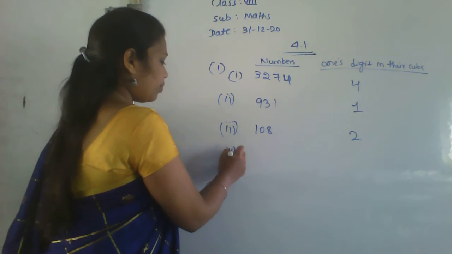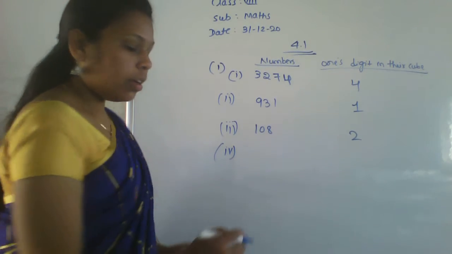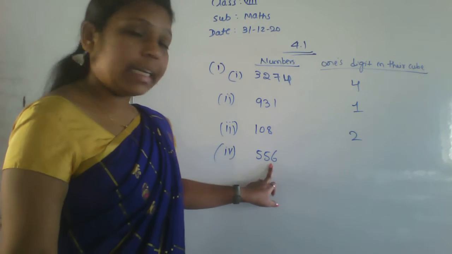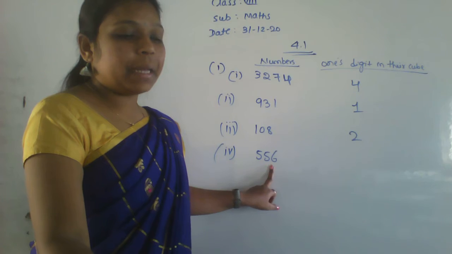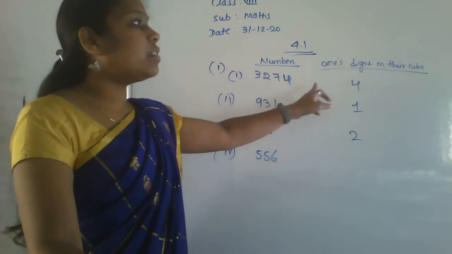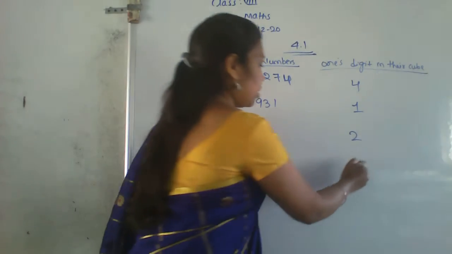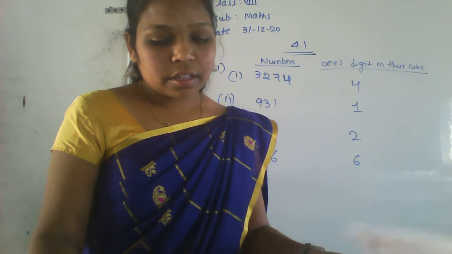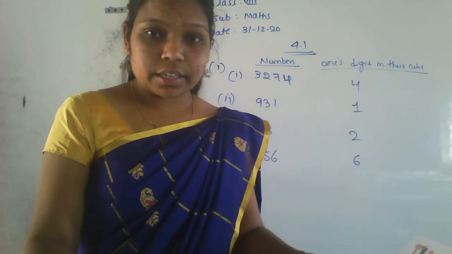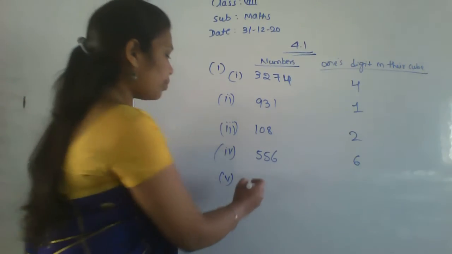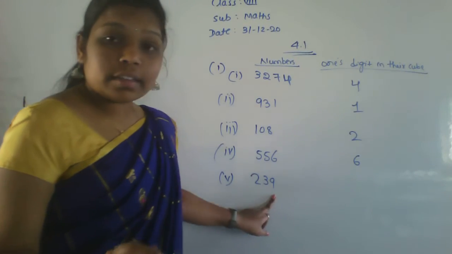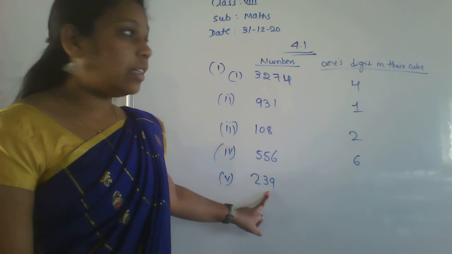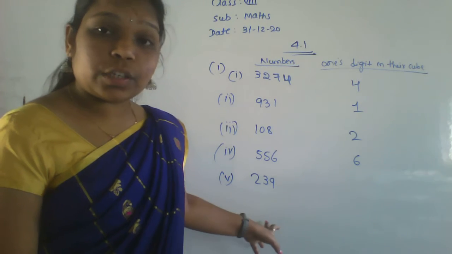Okay, next, fourth one. What is the fourth number? 556. The number is ending with the 6 here. Observe the property. If a number is ending with the 6, what is the ones digit in their cube? That is also 6. Next, fifth one, last one. What is the last one given here? 239, right? The number is ending with the 9 here. So if a number is ending with the 9, then what is the ones digit in their cube? That is also 9.